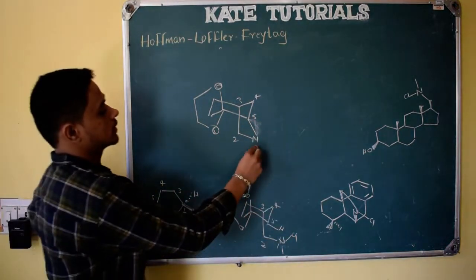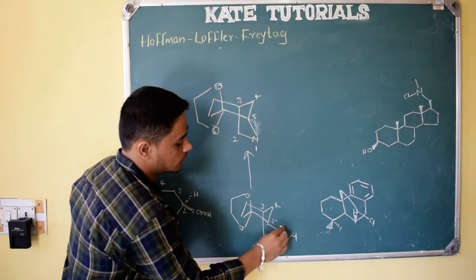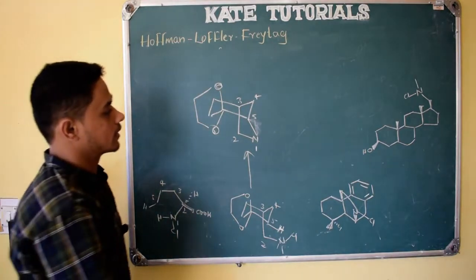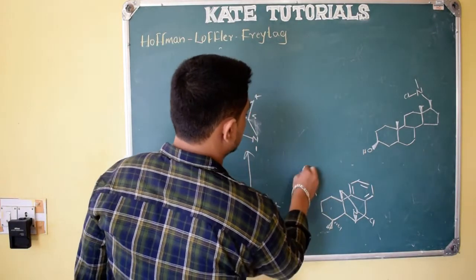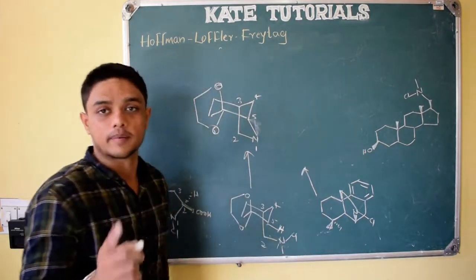5-membered ring. It has formed. See here, 1, 2, 3, 4, 5. 5-membered ring. I thought it is carbon here. No, it is just hydrogen here. So this is the 5-membered ring. And in the same way here, if I do, see here, this is very interesting. You should remember it, right?